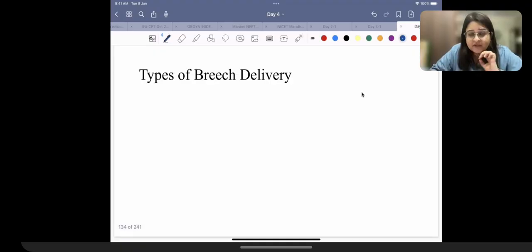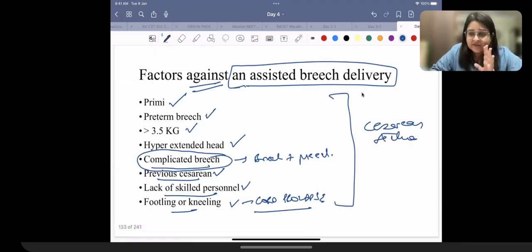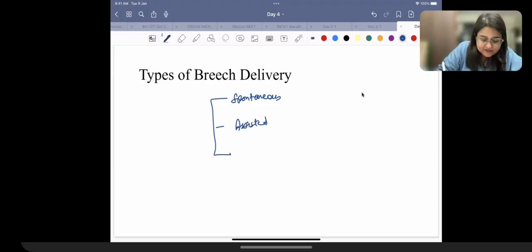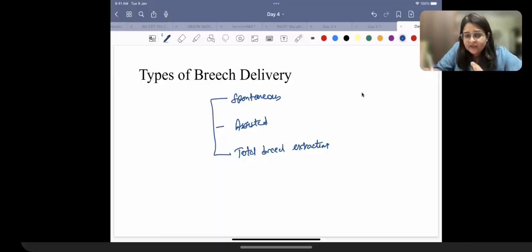Okay. Now, what are the types of breech delivery? Suppose everything looks fine, you want to do an assisted breech delivery. So what are the types of breech delivery? One is a spontaneous breech delivery, one is an assisted breech delivery, and one is a total breech extraction. What is the difference between the three, what do they mean?